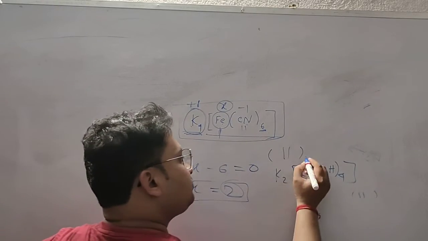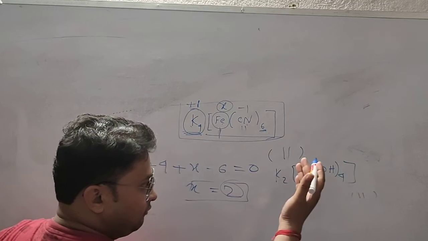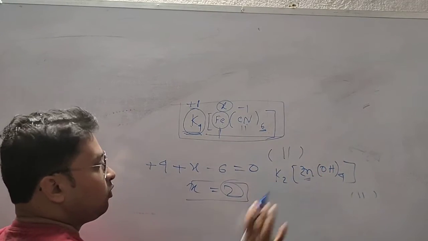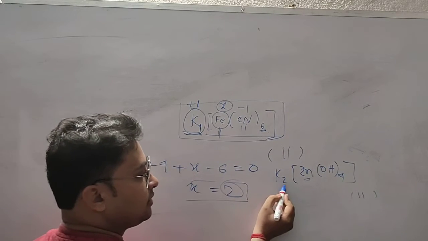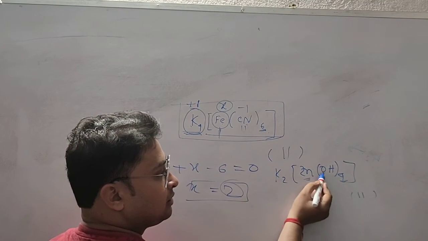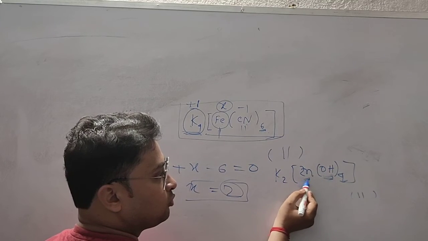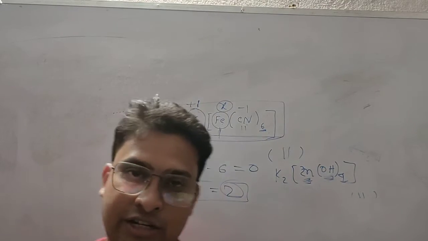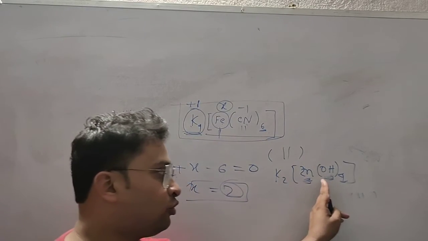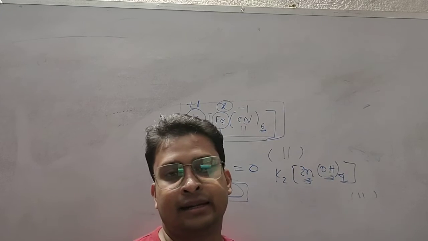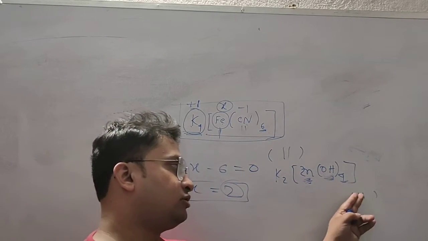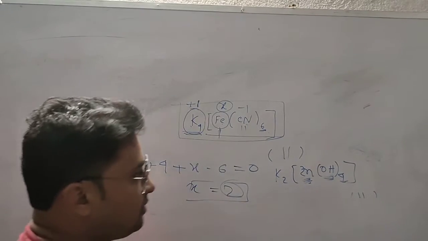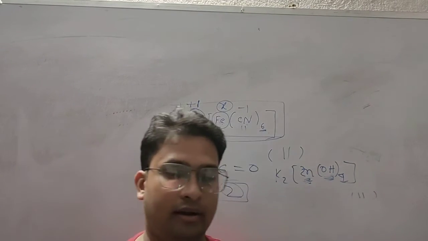But now what will be the final answer for the IUPAC nomenclature of this coordination compound? Potassium tetrahydroxidozincate, and in the bracket give the oxidation state, that is 2. So in this way you can give the name of any coordination compound.